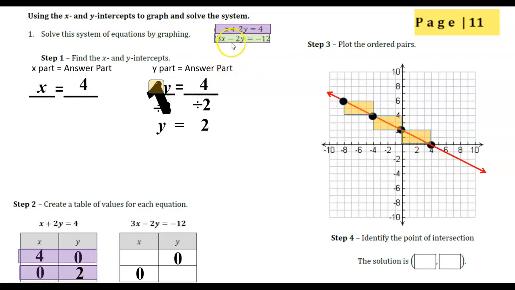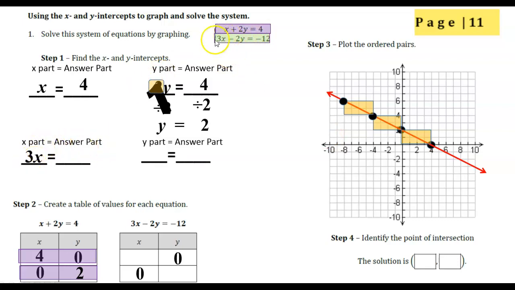All right, with that being said, let's go ahead and find now our x and y intercepts for the second equation. So again, I'm going to put my x part, 3x, equals the answer part, which is not negative 2y, it's negative 12. And 3 times what gets you negative 12? Or what's the opposite of multiplying by 3? Dividing by 3. So that's going to cancel out, because 3 divided by 3 is just 1. And what's negative 12 divided by 3? Negative 4. All right, so again, I'll write down my x-intercept of negative 4. So where on the x-axis is negative 4 at? Oh, it's right there.